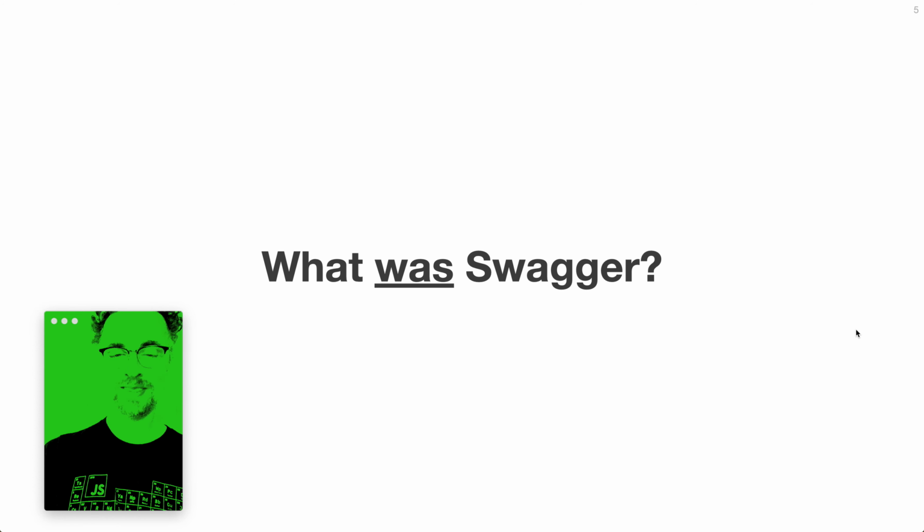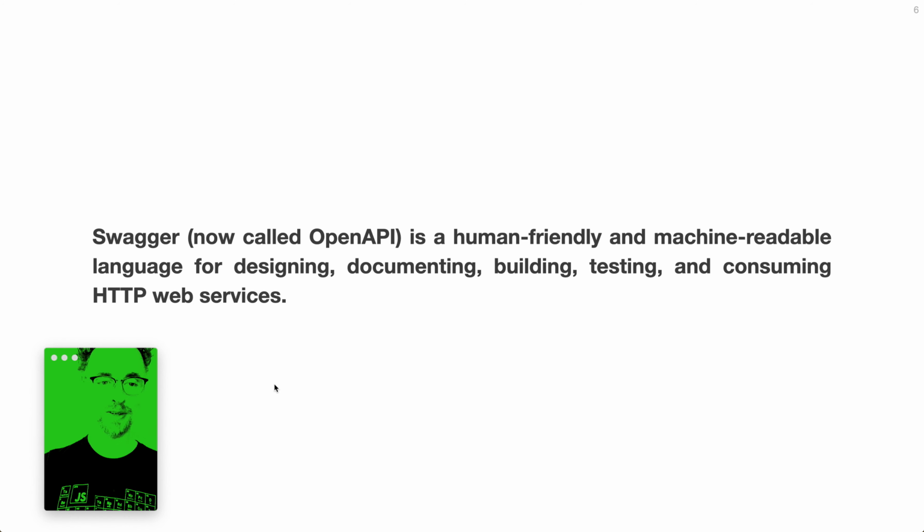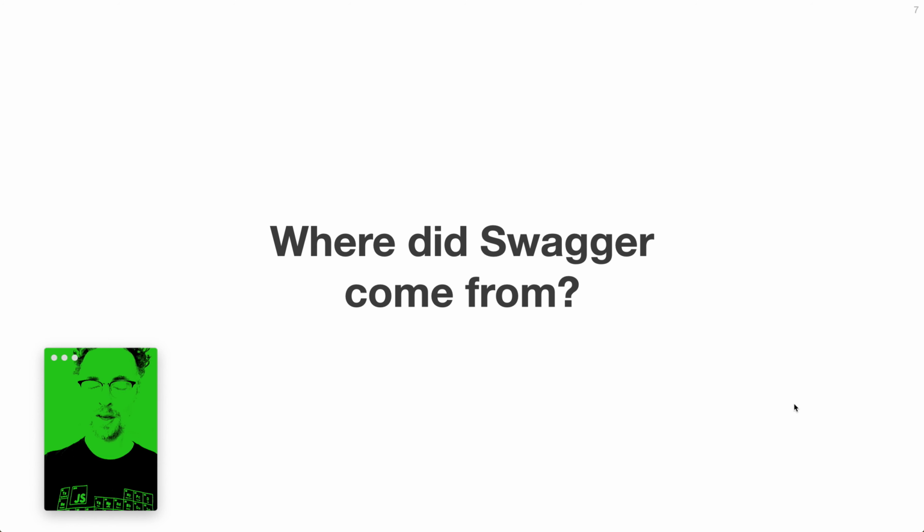So what was Swagger, the Swagger project? Swagger, which is now called OpenAPI, is a human-friendly and machine-readable language for designing, documenting, building, testing, and consuming HTTP web services. But where did it come from?